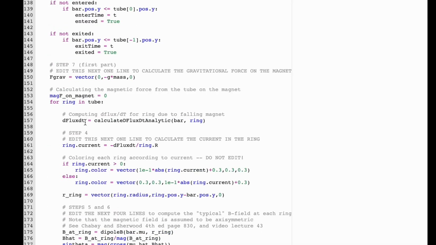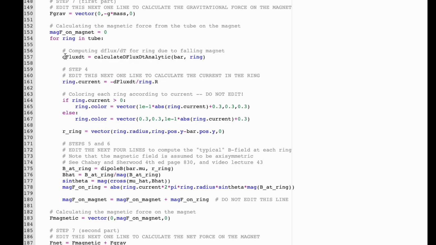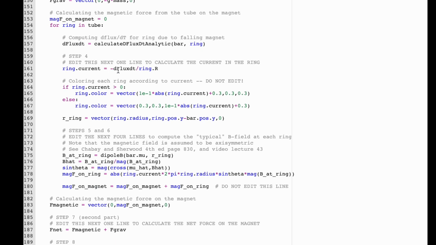Then we have our iteration, as discussed before, for calculating the magnitude of the force on the magnet. So we have our d-flux dt calculation here, and our current as a result, again using Ohm's law, where we have the EMF over the resistance.